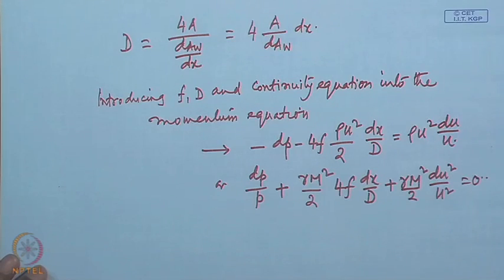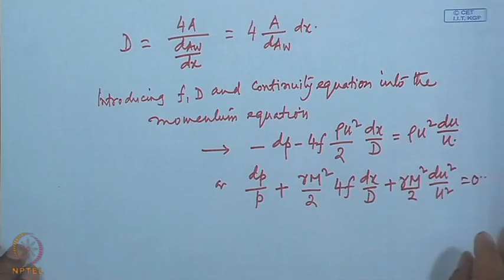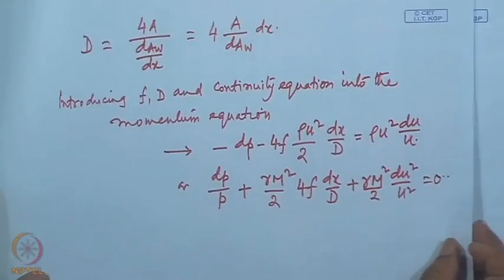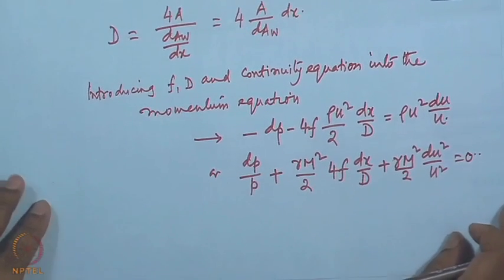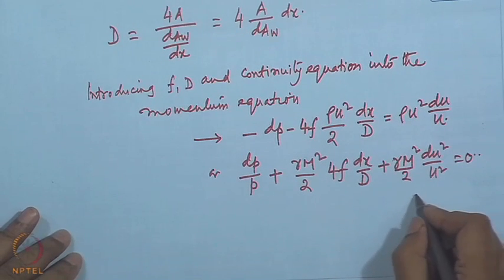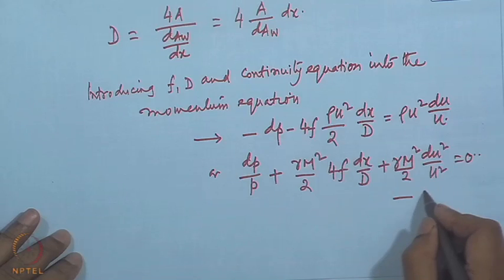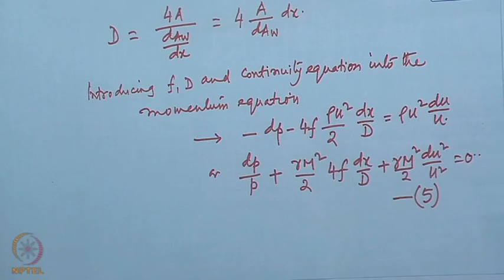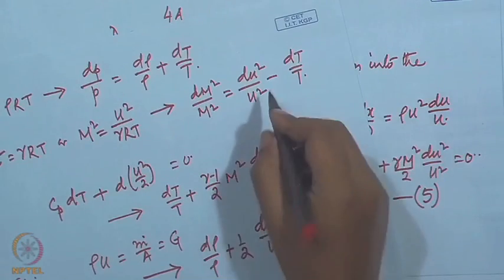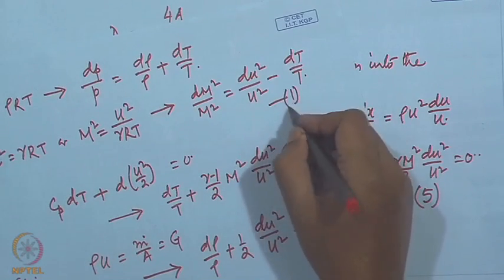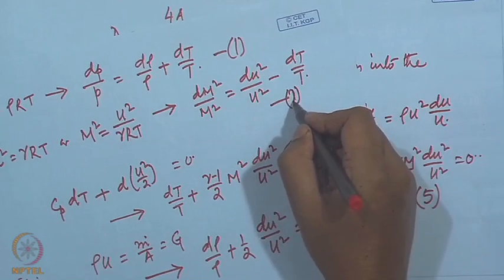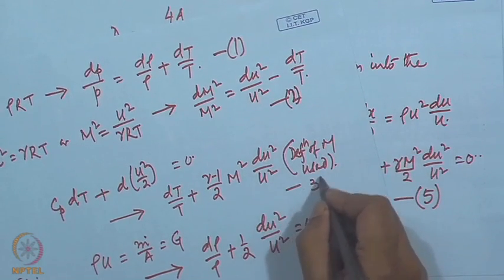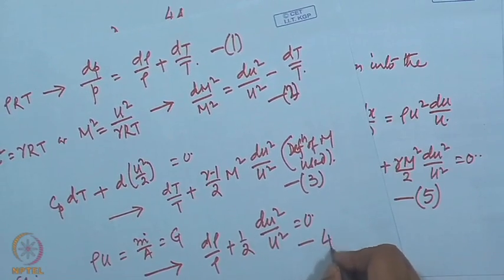So, this will be denoted as our fifth equation. Coming back, this is our equation number 1, this is equation 2, this is equation 3 and this is 4.